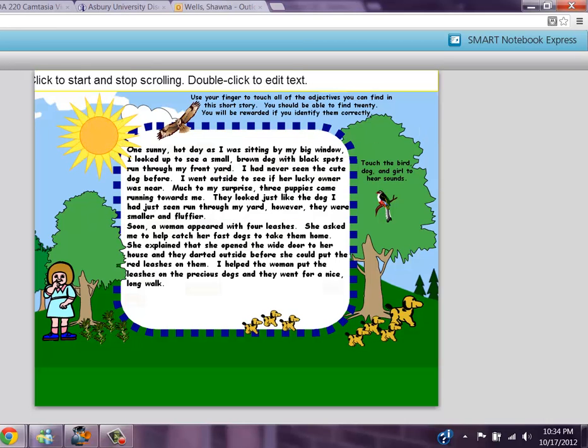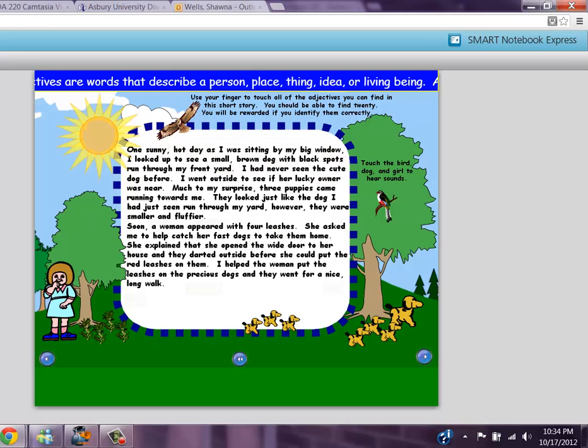In this activity, we get to read a story. In the story are 20 adjectives describing something. For example, it was a hot day and they were sitting by a big window. And they looked up to see a small brown dog with black spots.